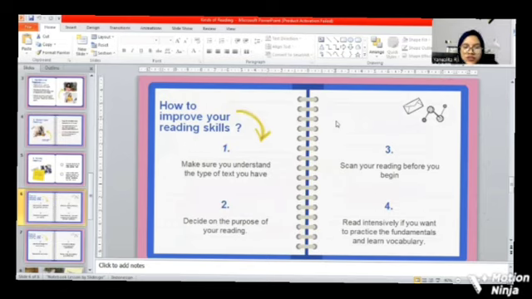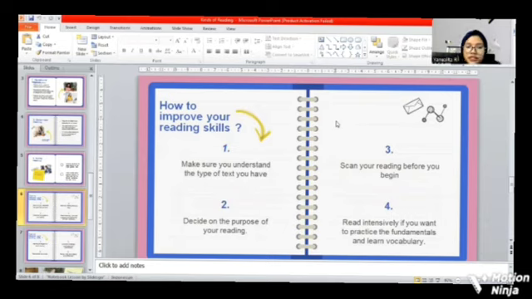Before ending the presentation, I would like to share the things that you have to know to improve your reading skill. The first one is make sure you understand the type of text you have. You should ask yourself, what type of book am I reading? It is important. This is information-based, like a newspaper, textbook, or manual. You have to know your interest in a book, or if you want something more creative or artistic, you can read a novel or short story.